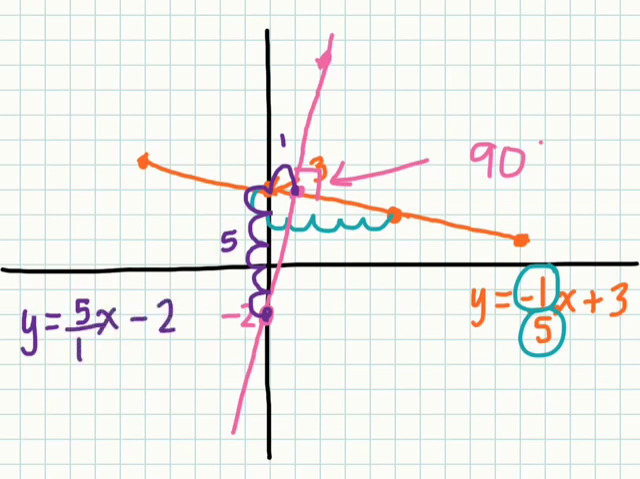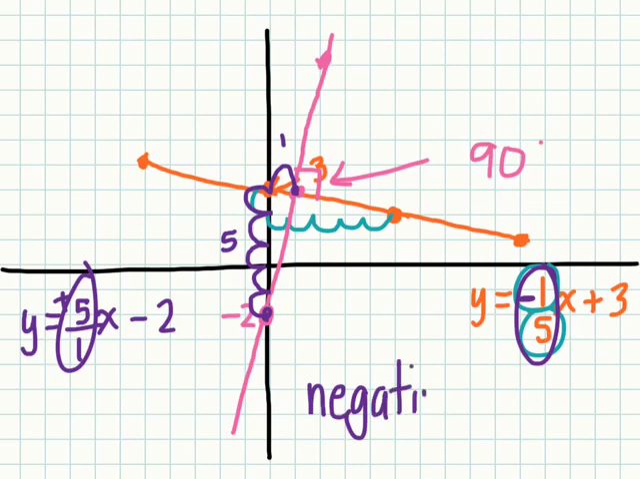Does the pink line have a positive or negative slope? Positive. Does the orange line have a positive or negative slope? Negative. Because they're intersecting at a 90-degree angle, one has to be positive and one has to be negative. What do you notice about the slopes of these perpendicular lines? They're reciprocals. They're negative reciprocals of each other. If one's positive, the other has to be negative.